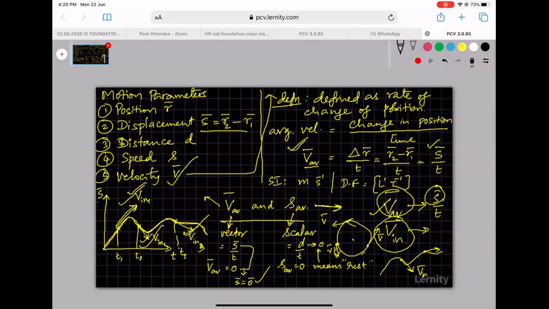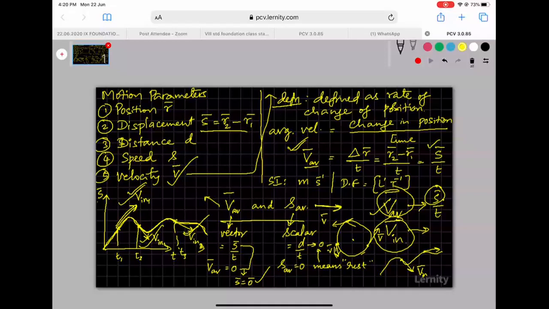Understood? So there could be another conceptual question here. If I say the speed of an object is constant throughout the time interval, does it mean its velocity is also constant throughout the time interval? Not necessarily. You can't say no, you can't say yes. Could be, could not be. You don't have enough information to give a certain answer. Speed being constant does not necessarily mean velocity being constant.